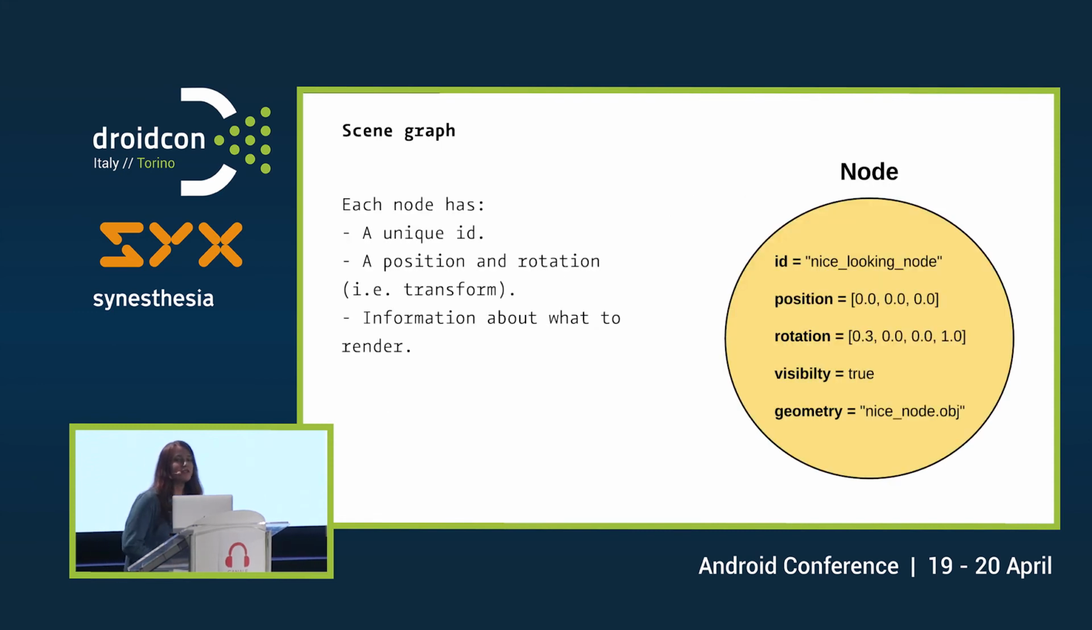In our world, each of these nodes in the scene graph has some information associated with it. It has a unique ID. It has a position and a rotation, otherwise called its transform. And it has information about what to render. This might be geometry referencing an OBJ file. It might be textures, which are what we're going to place on top of the model to give it the image that you see on its surface. It might be information about its visibility, whether or not it's transparent, and all sorts of other properties that define its appearance.